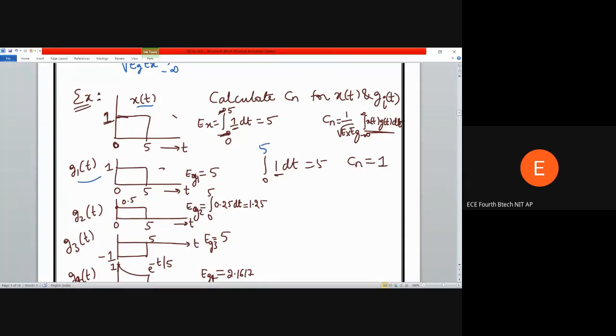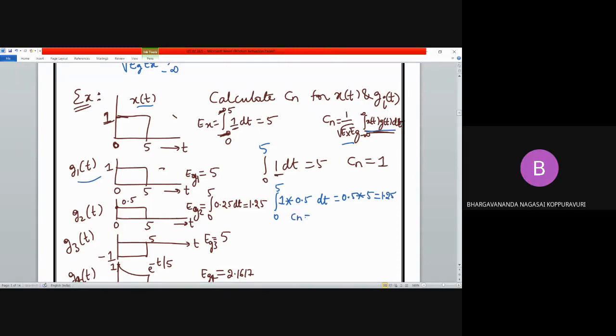Now if I consider the second one, integral 0 to 5, x of t is 1 and g of t is 0.5. So 1 multiplied with 0.5 dt we are going to have, right? So it will be 0.5 multiplied with 5, that is equal to 1.25. So this term is 1.25 here, and in the denominator you will be having under root Ex and Eg.